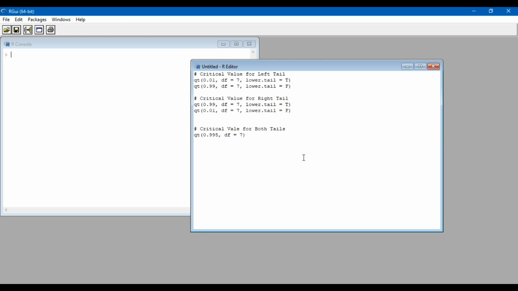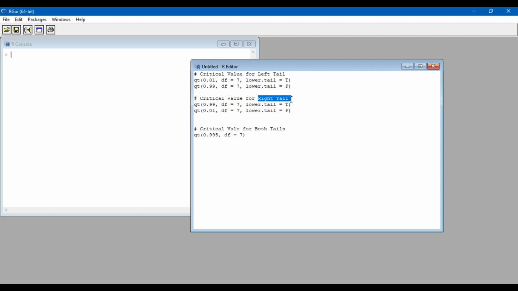For the computation of critical values, we will use the qt function, and in this function you need the probability value, either alpha or 1 minus alpha. You can also use alpha by 2 or 1 minus alpha by 2, which depends on the choice of your critical region. The first case is about critical values for the left tail. In the first case, I have given the alpha value 0.01 and set lower tail as true. And for the second case of the left tail critical region, I provided the 1 minus alpha value and set the lower tail as false.